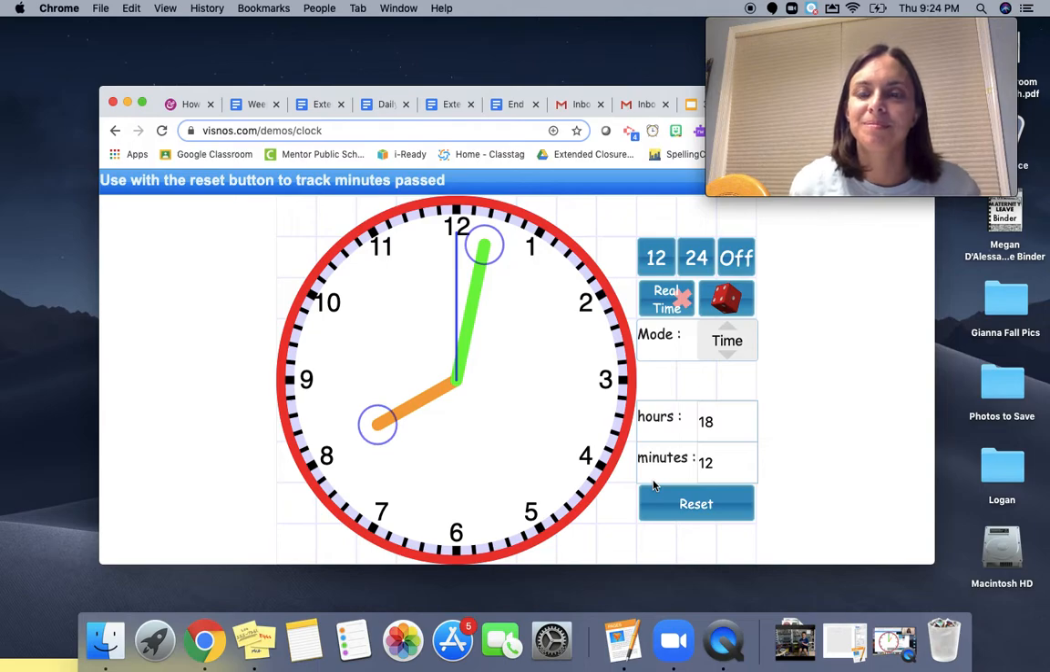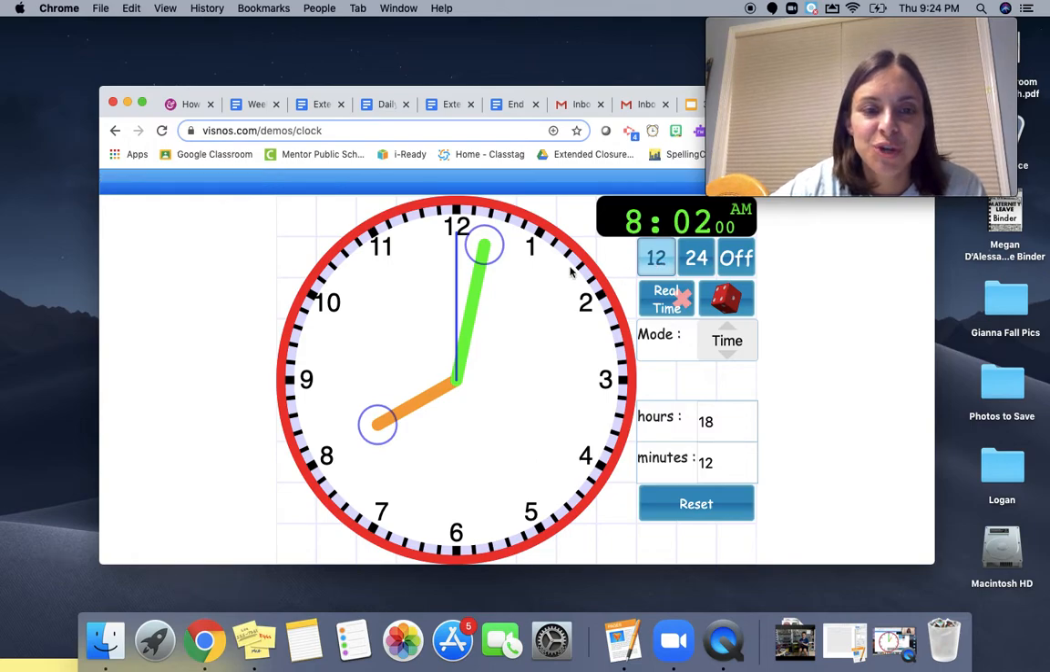Try that one. Pause the video. Okay. If you wrote down that it is 8:02, you are correct. So the minute hand is 2 minutes past that hour. So it's 8:02. All right, let's try another one.